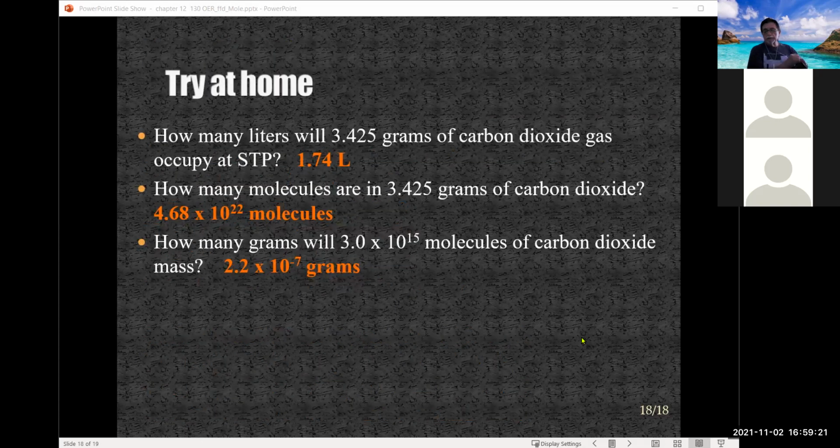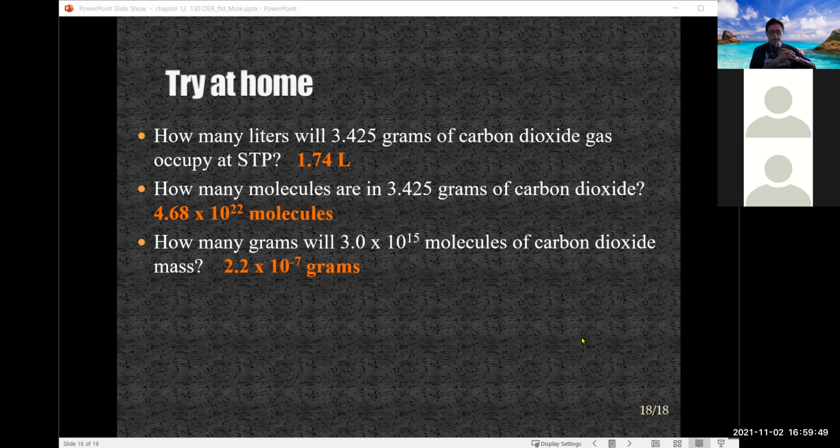All right, well, that brings us to these. Try these at home. I told you we're probably going to be finishing up early, which works out great because I have an appointment that I'm going to get to. So try these at home. The question here is how many liters will 3.425 grams of carbon dioxide occupy at STP?